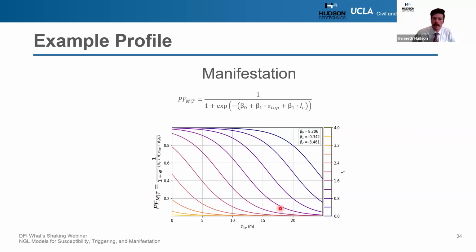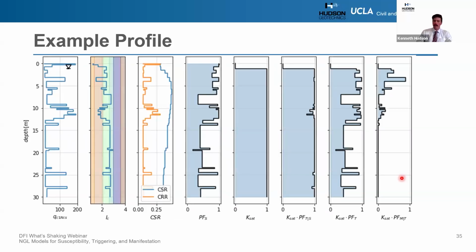And then in addition, you can see each of these contours of I sub C decreases with increasing depth. So the depth to the top of the layer, Z top, generally we find that when we go deeper and deeper, it gets harder and harder for manifestation to occur, even if that layer does trigger. And so we can evaluate that here on the rightmost column with the probability of manifestation conditioned on triggering, where our shallow layers are much more likely to manifest if they trigger than our deeper layers.